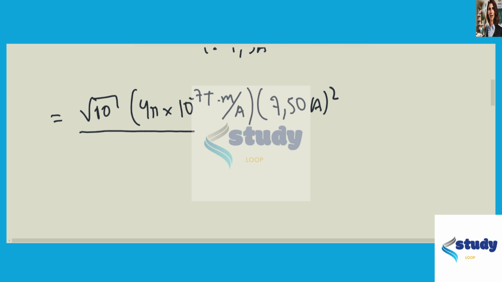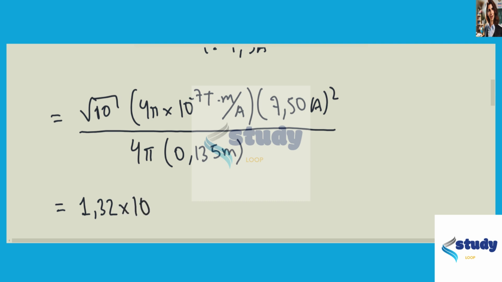And the separation between them, or the value of A, is just 0.135 meters. So putting all this into the calculator, we obtain 1.32 times 10 to the minus 4 newtons per meter.